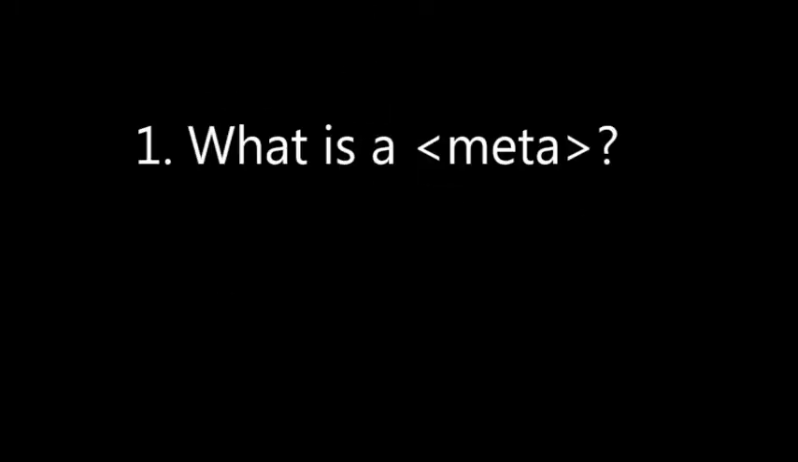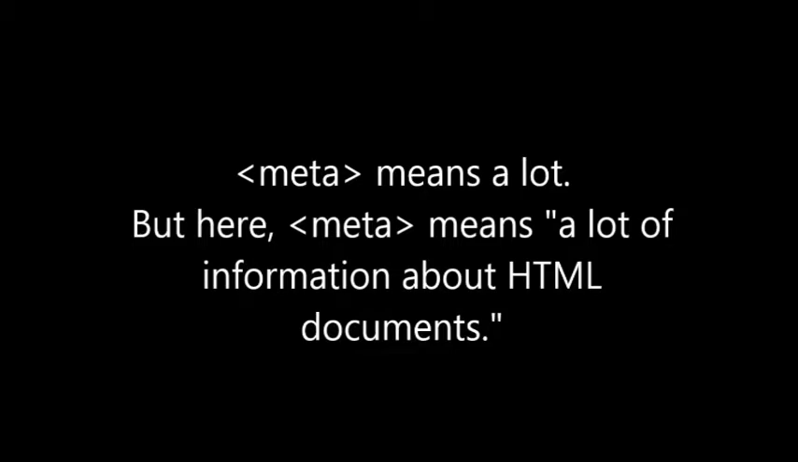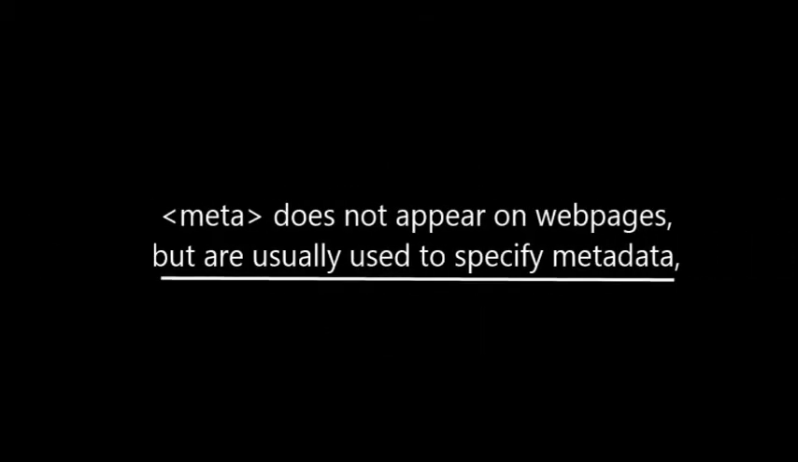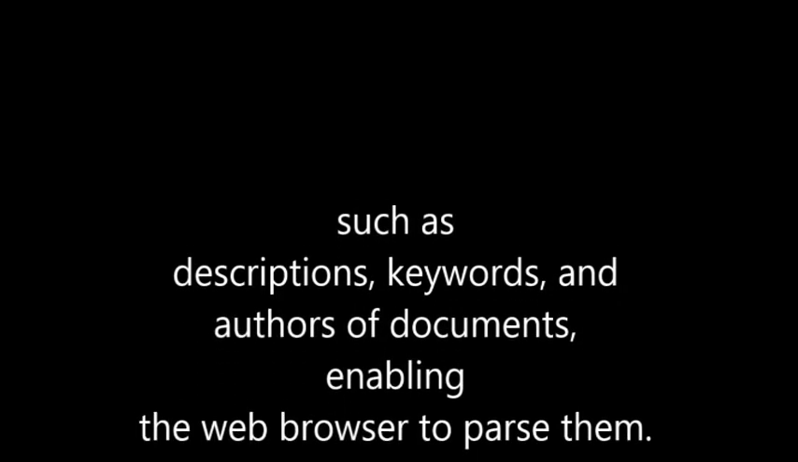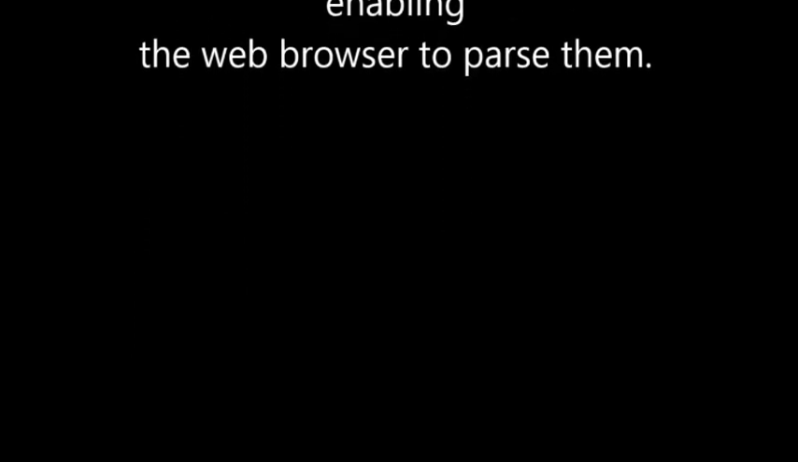1. It is a description of the meta tag. Meta tag means a lot. But here, meta tag means a lot of information about HTML documents. Meta tags do not appear on web pages, but are usually used to specify metadata such as descriptions, keywords, and authors of documents, enabling the web browser to parse them.